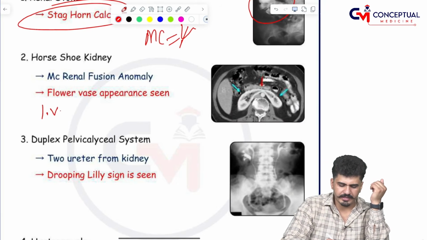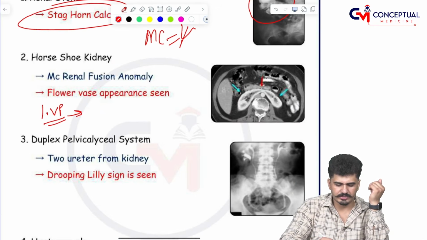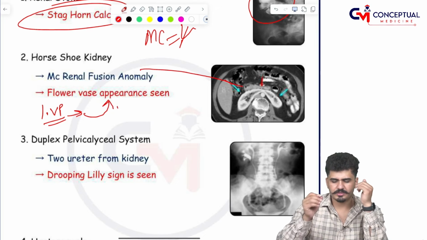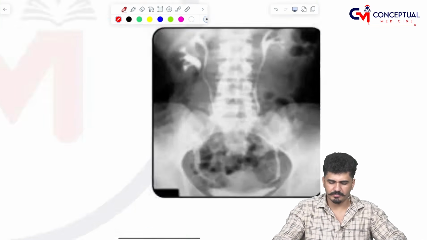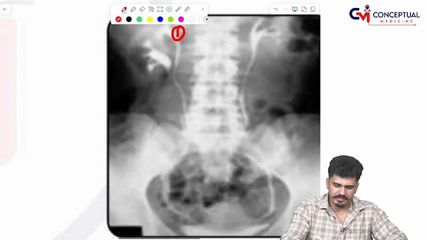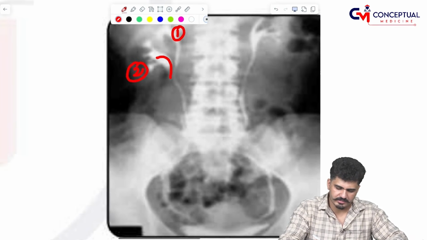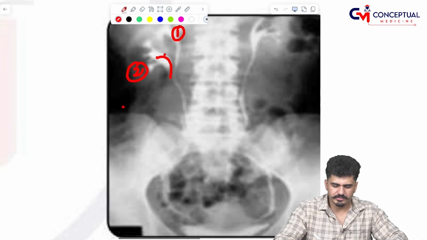On intravenous pyelogram, what are you going to see? The flower vase appearance, and on this CT scan you are going to see 2 horseshoe appearance. Duplex pelvicalyceal system, you can very well see. This is 1 pelvicalyceal system, this is 2 pelvicalyceal, and this is looking like a drooping lily. This is called the drooping lily sign.